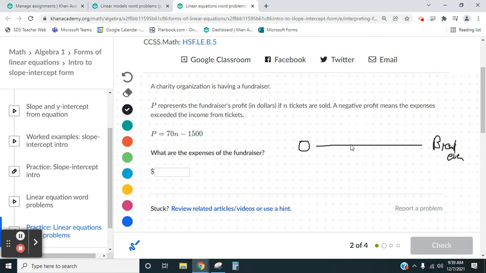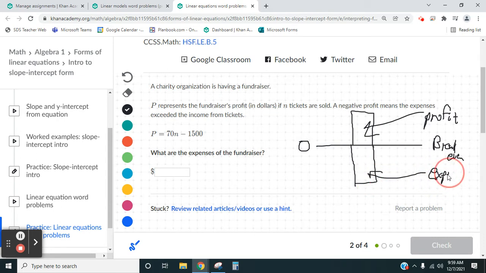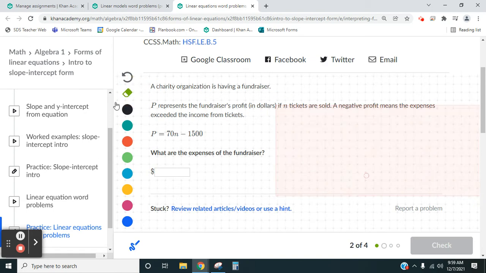Any money that you make past your expenses, and expenses are what you buy. So let's say I went up this much. This is your profit, right? Let's say you lost money. Or let's say you bought a bunch of stuff so that then you can sell it, right? These are your expenses, right? Anything that you lose on is a cost. So anyway, profit is everything you make past 0. So in this situation, P represents the fundraiser's profit. A negative profit means the expenses exceeded the income.